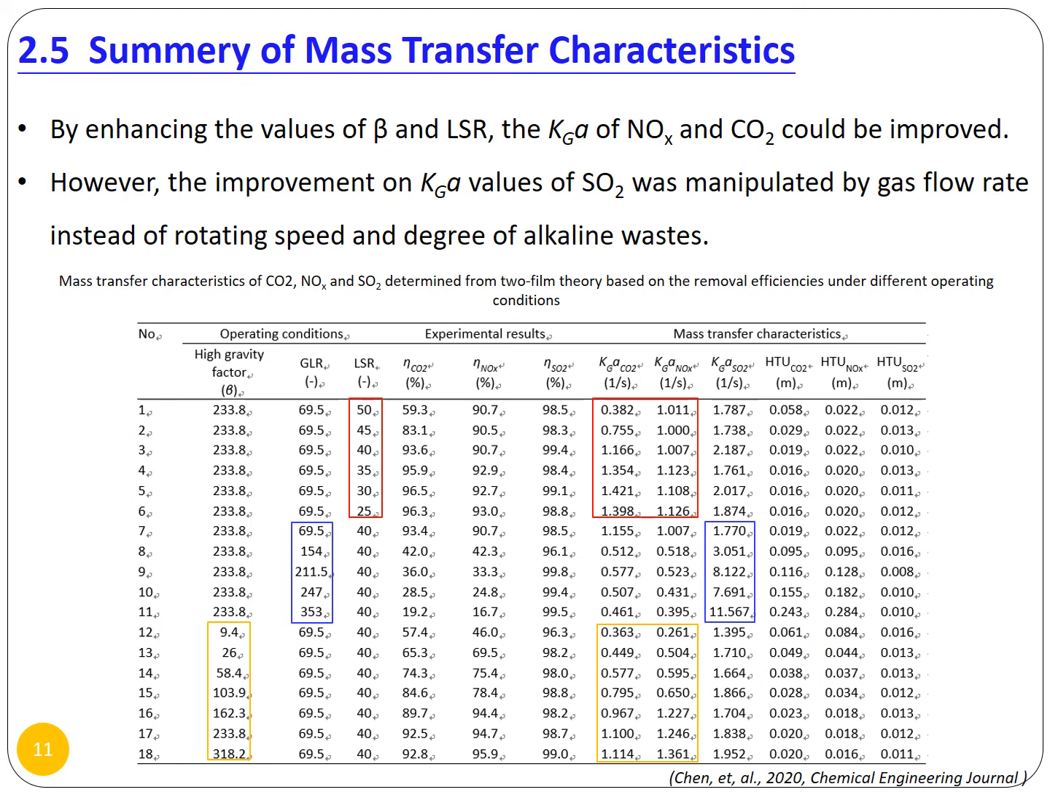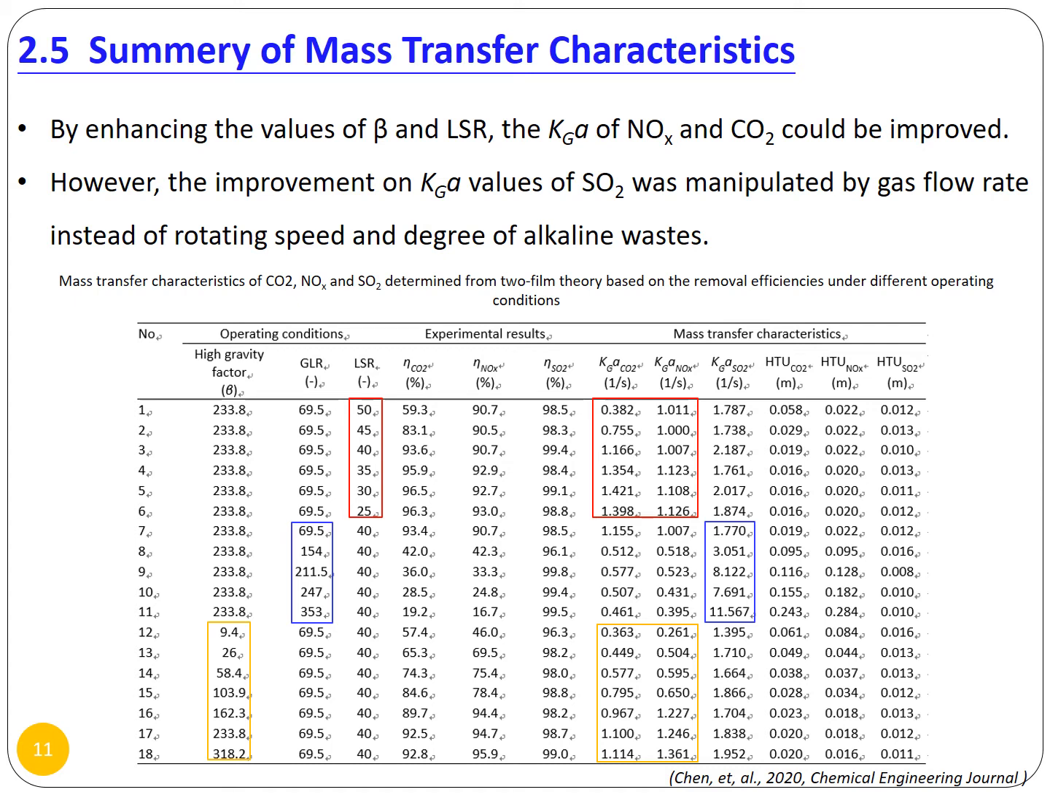Then we summarize the mass transfer characteristics, such as the mass transfer coefficient and the height of a transfer unit, for different kinds of gas. We control three groups, such as the high gravity factor, GLR number, and LSR number. And we can find the LSR and the high gravity factor group.